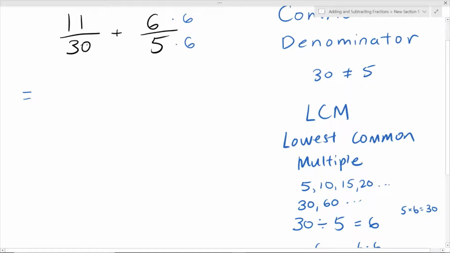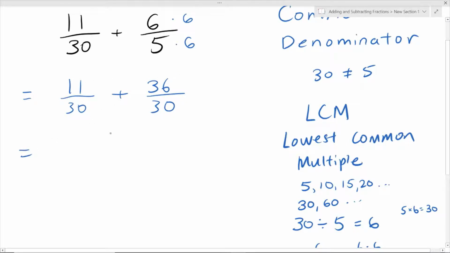So in this next line, we have 11 over 30. We don't need to multiply by anything because we don't have to change this denominator. And then this is 6 times 6, so it's going to be 36. 5 times 6 is going to be 30. And now we have the same denominator. Perfect.